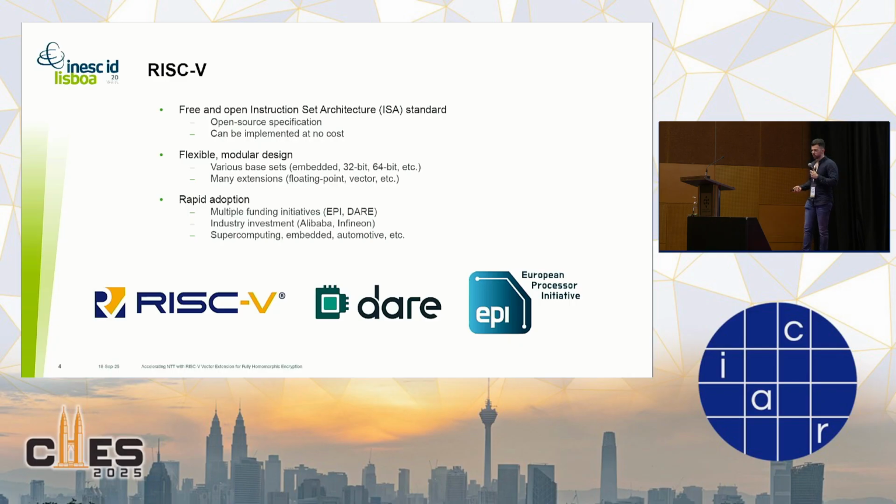RISC-V is an open source ISA. So the specification is completely open source. You can create RISC-V processors and sell them at no cost. You don't need to pay any royalties. I'd say what really makes them good is the fact that they're modular, and how flexible that makes them. You can pick from a variety of base sets, like embedded, and also application class, 64-bit, up to 128-bit. And then you can put a ton of extensions on top of that, a very important one being the vector extension.